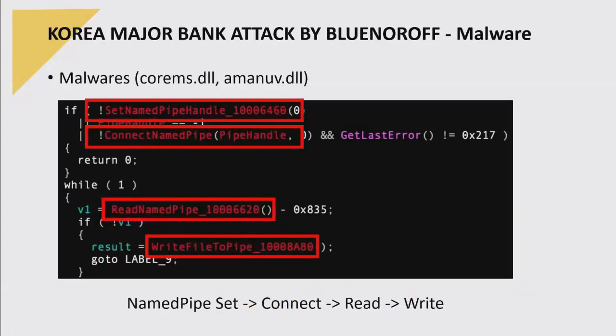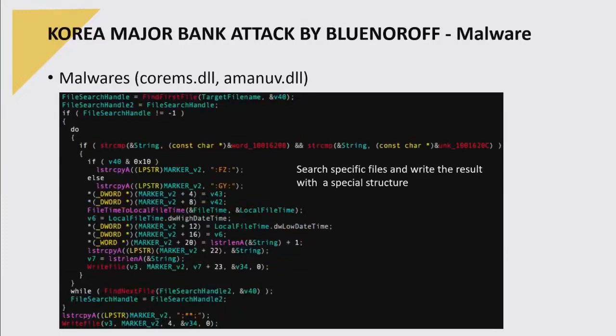And this screenshot is showing the NumPy operating functions in this malware. When this malware is running, it will try to activate and see the NumPy and then connect to other hosts with this file. After successfully connecting, the malware will read some data and write the data to the pipe directly.